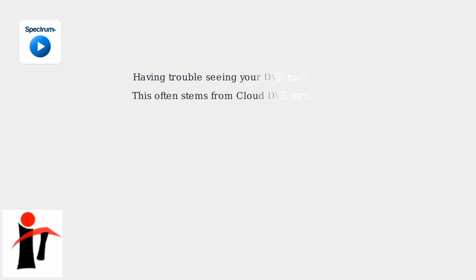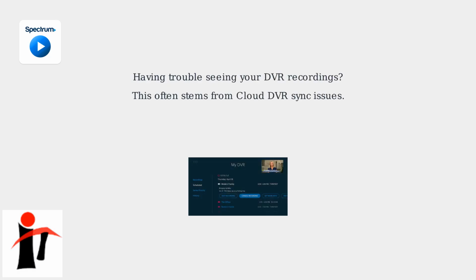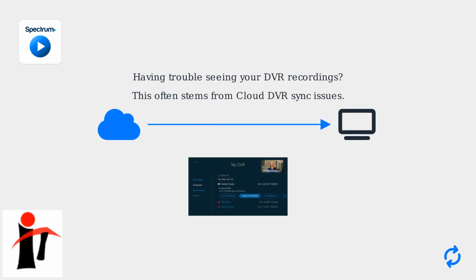Think of it like this. Your DVR recordings are uploaded to Spectrum's cloud after you record them. Your Spectrum TV app then checks this cloud to display the recordings. If there's a hiccup in the upload or the app's ability to see the cloud, you won't see your shows.